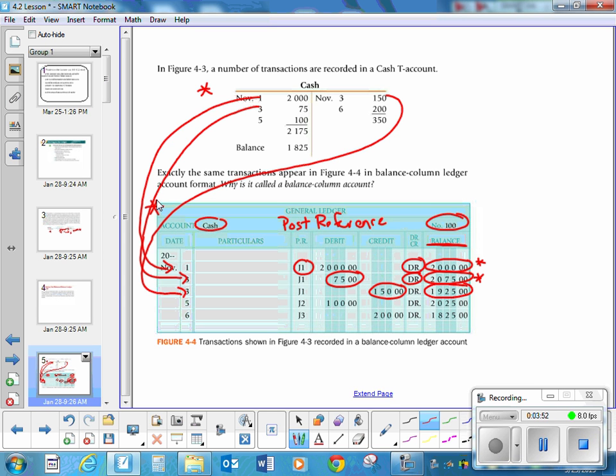You do the same thing for your 100 on the 5th and your 200 on the 6th. And you see here how the page numbers are changing? And this equals your final balance, which is what we also had up here. Okay?